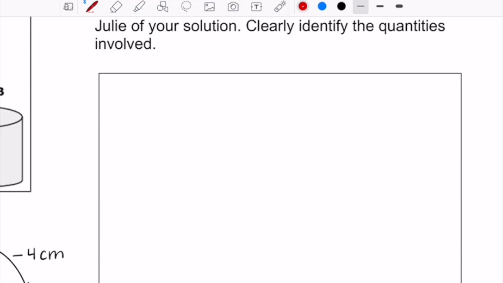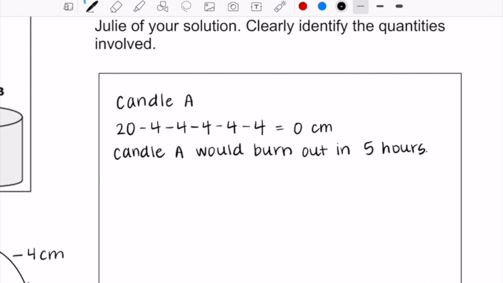You're not asked to create an equation, but you can still type just regular math numbers out while you're writing your answer. When you're doing the work for this question, you want to make sure that you clearly label the things that you're writing down. So candle A starts at 20 centimeters, and then it goes down by a rate of 4 centimeters per hour. So if you start at 20, so you take away 4 5 times, that would give you 0 centimeters. And so candle A would burn out in 5 hours.